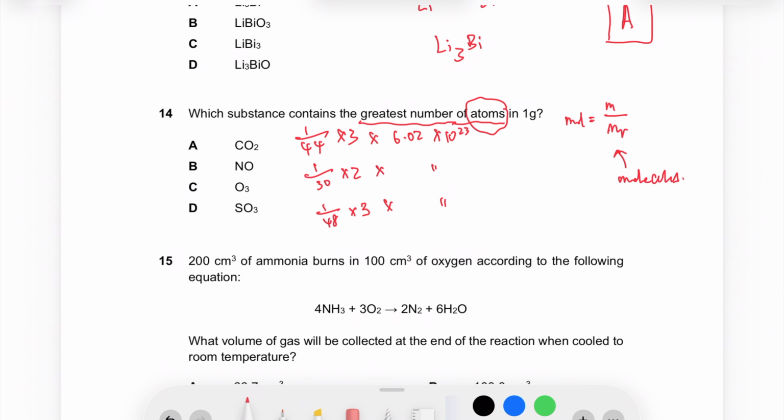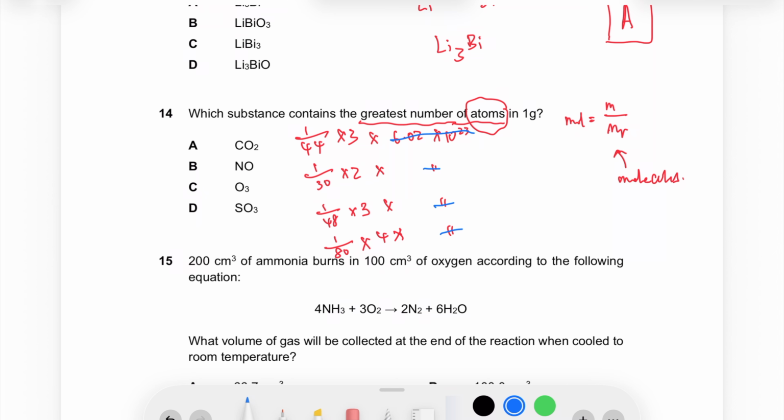Then times Avogadro's constant. And then sulfur trioxide will be 1 over 32 plus 48. 32 plus 48 will get 80. Then times how many atoms? 1 sulfur and 3 oxygen, so it's 4 atoms. Then times Avogadro's constant. So if you want, you can just ignore the Avogadro's constant because it's all the same. So it doesn't really matter. So you just need to calculate this.